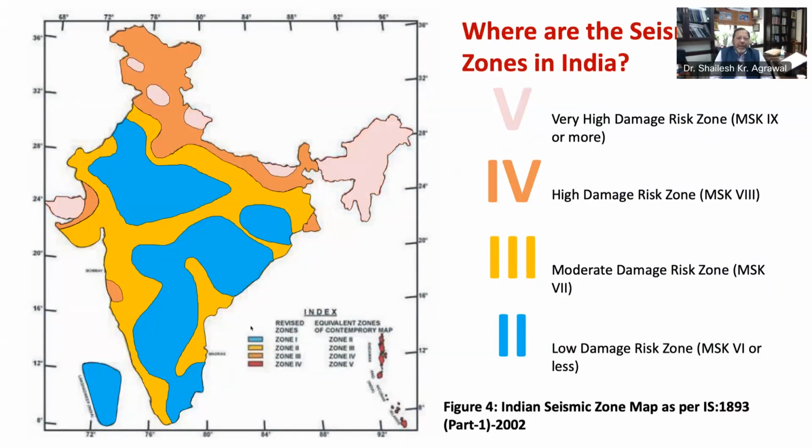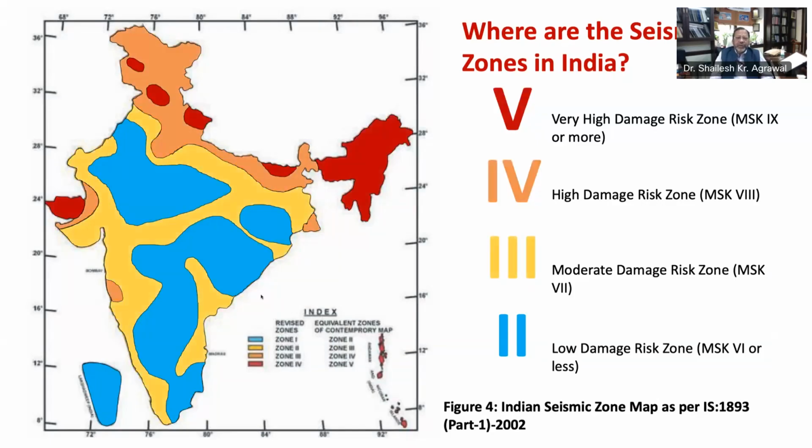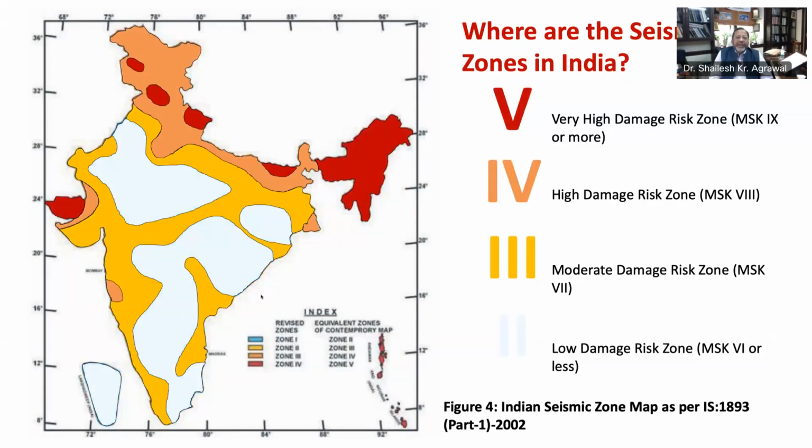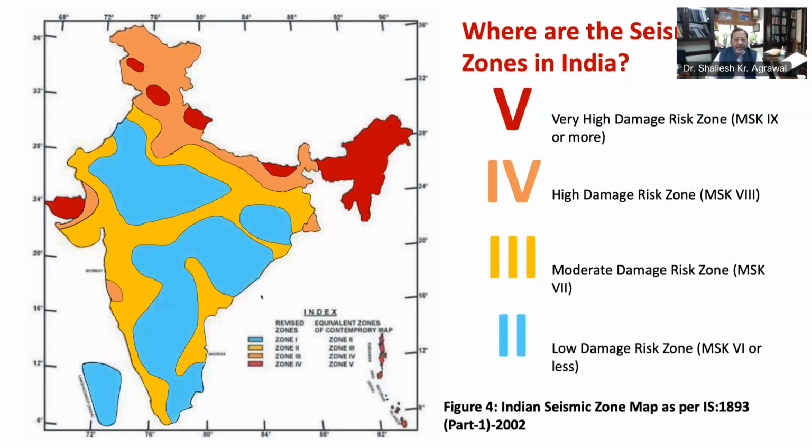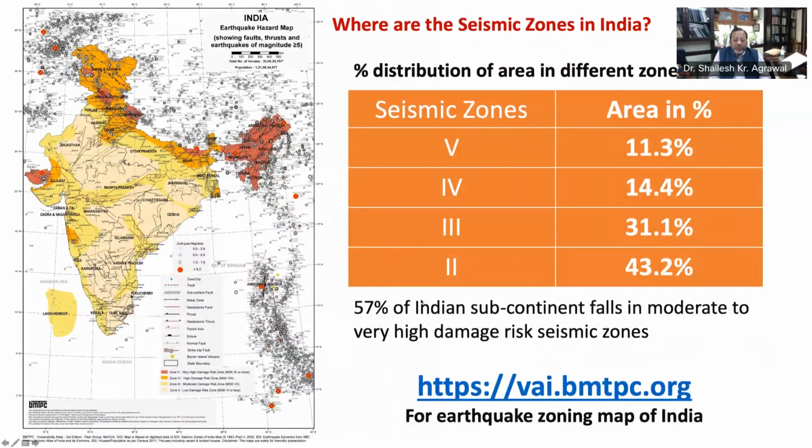Now what you see, the blinking is Zone 5. And as you can see, the northeastern region, some part of Himalayan region, and in west, the Bhuj region falls in Zone 5. It is called very high damage risk zone. Now let's move to Zone 4, Zone 3, and what you see, Zone 2 is shown in blue. And this is the seismic zoning map of our country based on Indian Standard 1893, 2002. This national seismic zoning map of our country presents a large-scale view of seismic zones in the country.